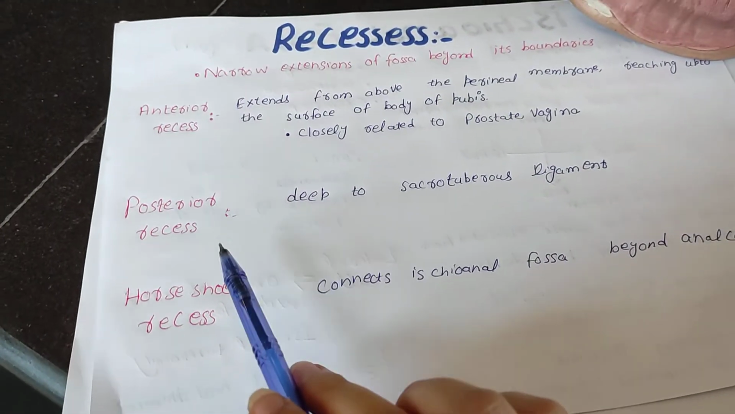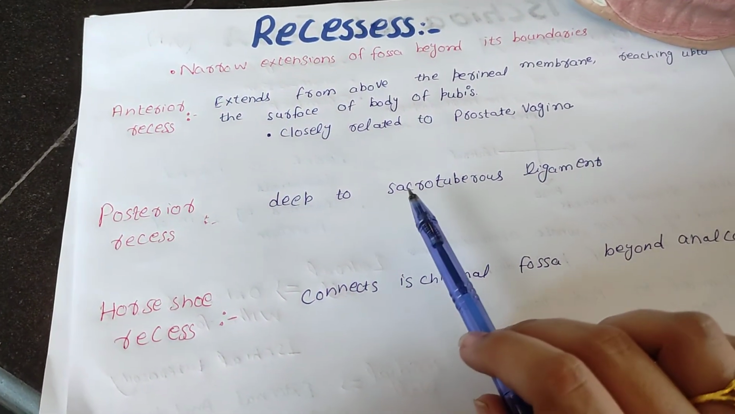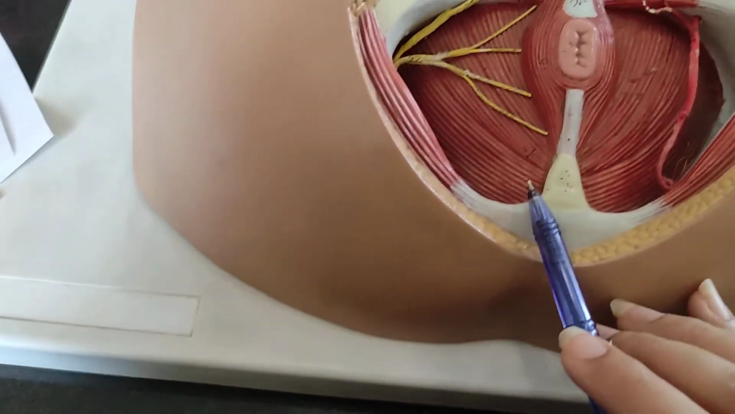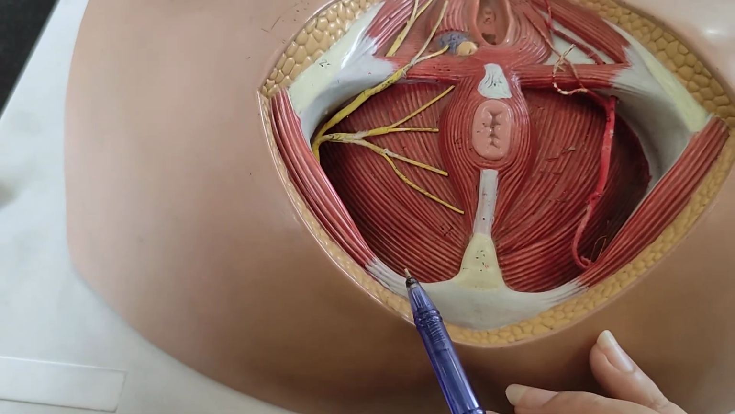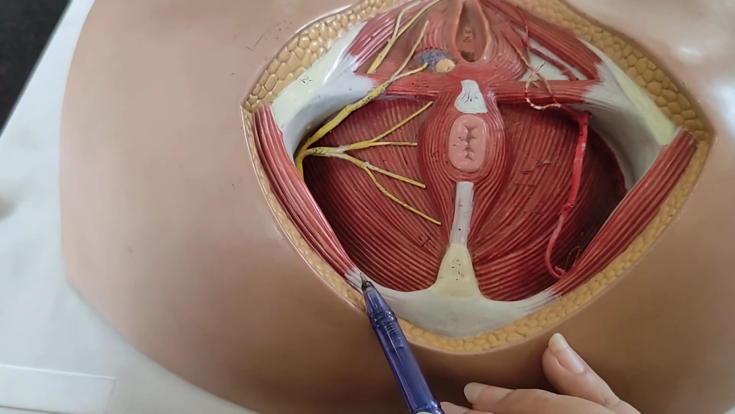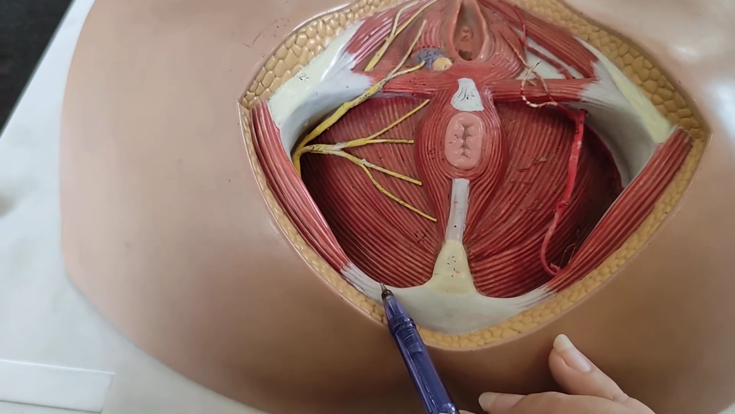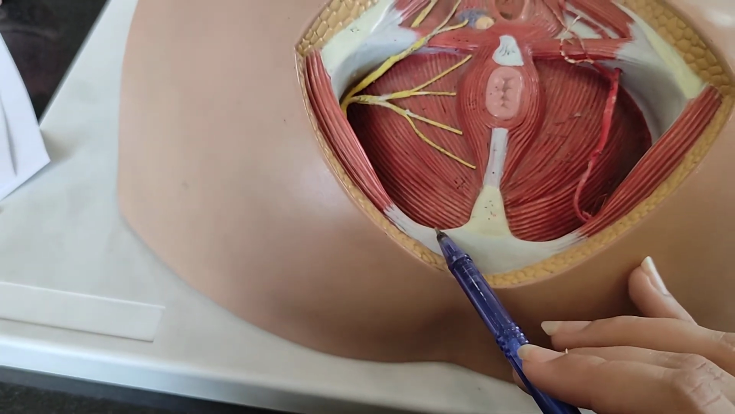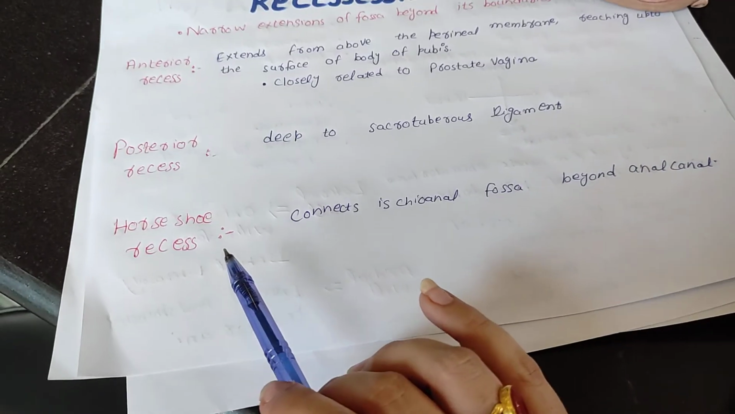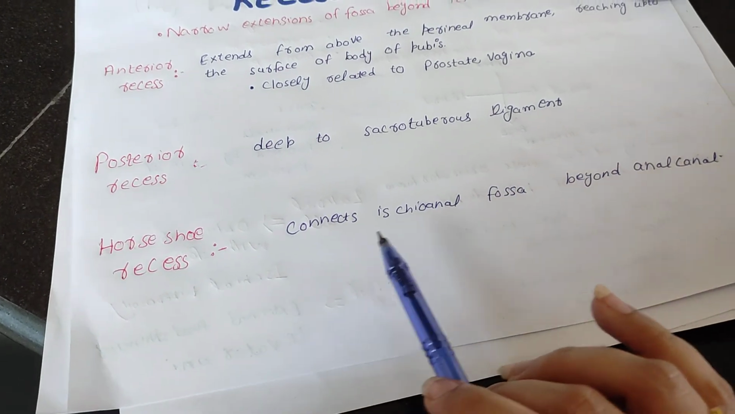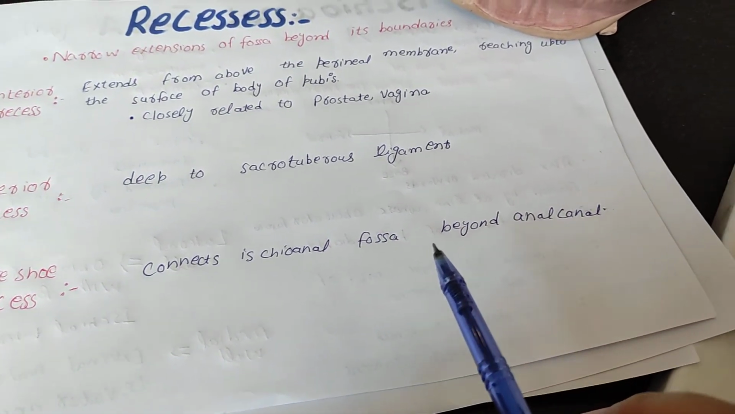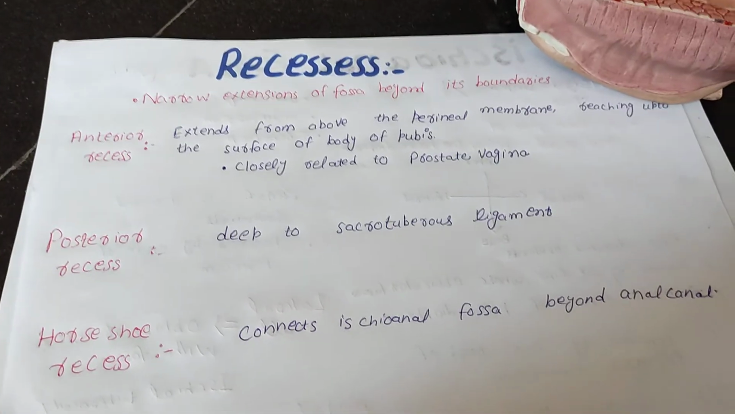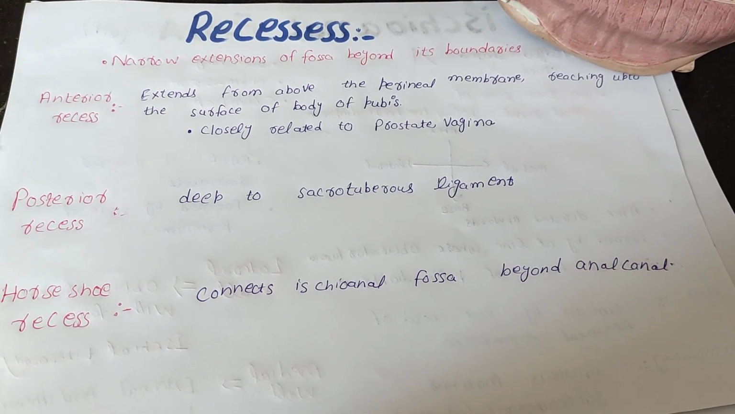Then we have the posterior recess. The posterior recess goes deep or beyond the sacrotuberous ligament. As the name shows, the posterior recess should go below that anal region. So the sacrotuberous ligament, this is the one. So it will go beyond that sacrotuberous ligament, or deep to this sacrotuberous ligament. Then we have the horseshoe recess. The horseshoe recess is the one extension which connects the ischioanal fossa beyond the anal canal. So these are the three important recesses of the ischioanal fossa.